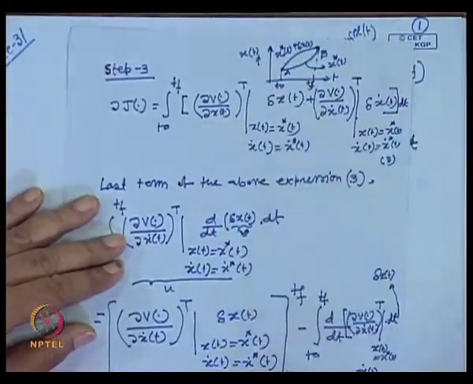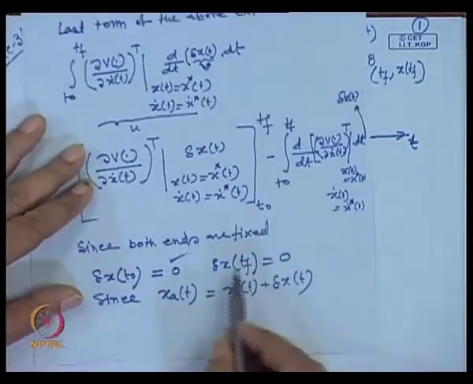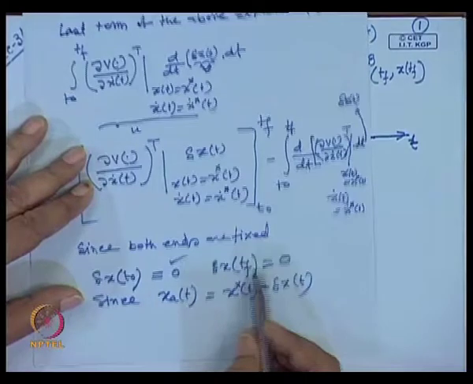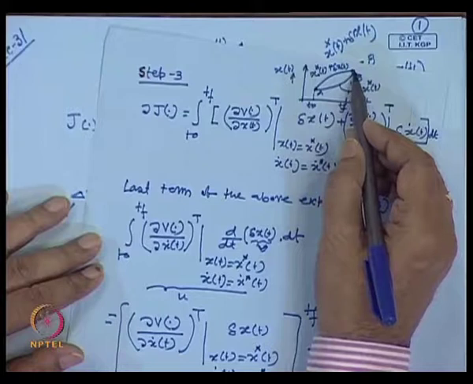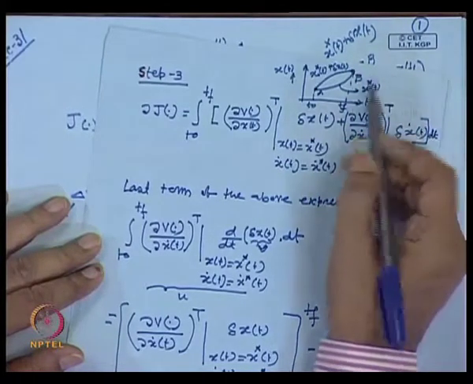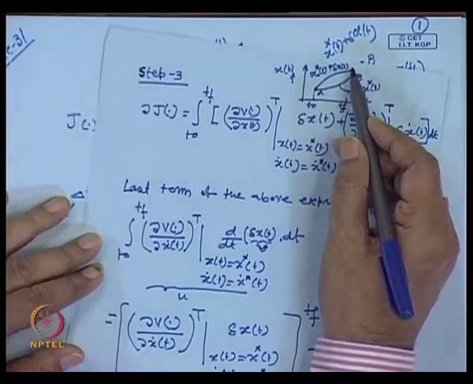So, delta x at t_0 must be 0. That is why this is there. Similarly, at t is equal to t_f, delta x(t_f) is 0, because x star of t and x_a star of t at t is equal to t_f both have the same value. So, delta E is 0.